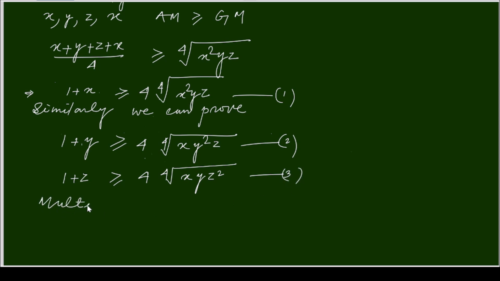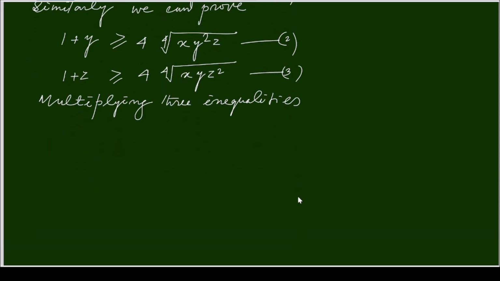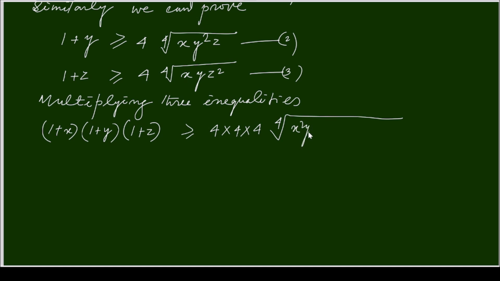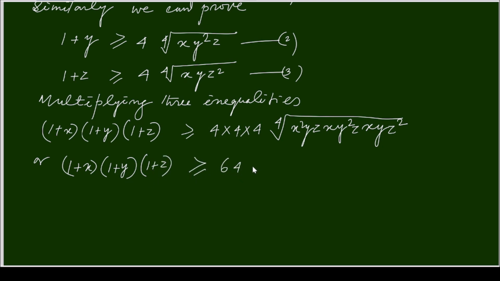Now multiplying the 3 inequalities, we'll get 1 plus x multiplies 1 plus y multiplies 1 plus z greater than or equal to 4 into 4 into 4 and the 4th root of x square y z, x y square z and x y z square. Or 1 plus x, 1 plus y, 1 plus z is greater than or equal to 64, and this is the 4th root of x power 4, y power 4, z power 4, that will be xyz.